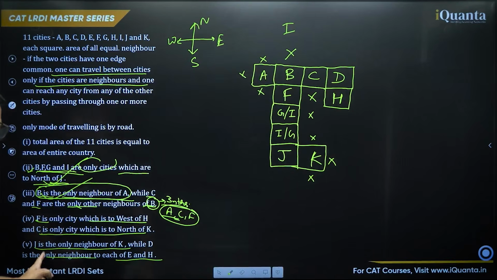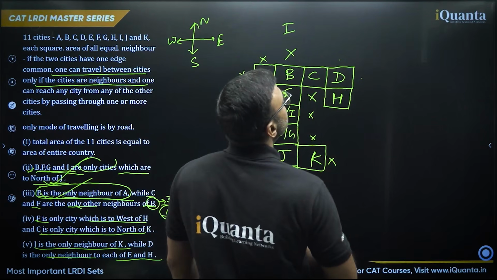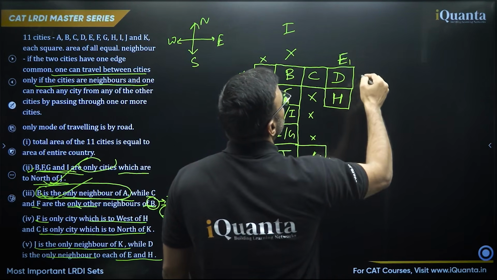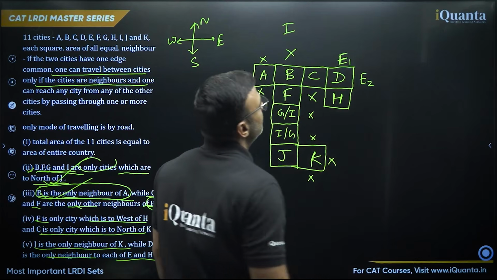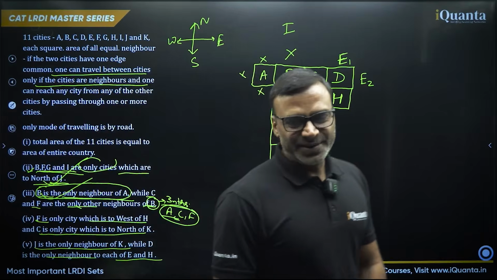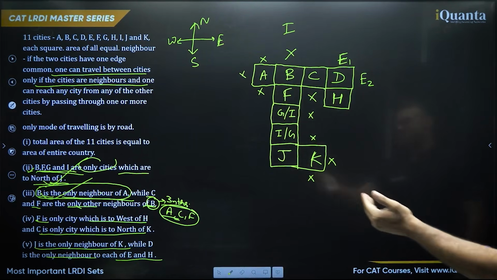Okay. And now D is the only neighbor to each of E and H. So E will be either here or here. So I'll put E1 and E2 just to show that E has two possibilities. Have we accommodated everything, right? I think so. So just go through that again, right? If there is a trouble, just repeat the video up to this point.